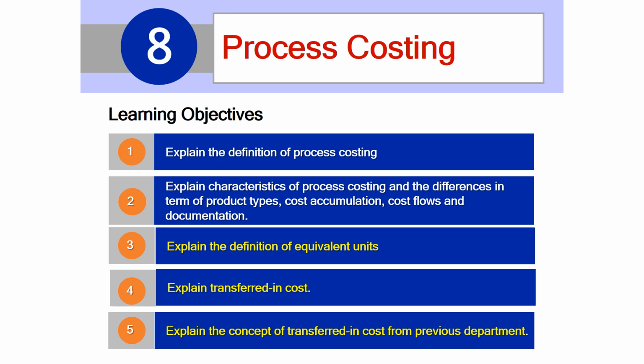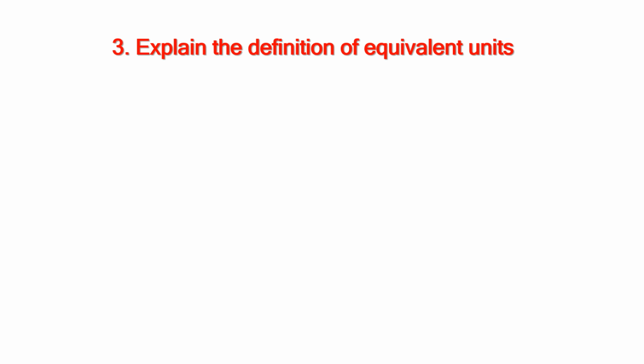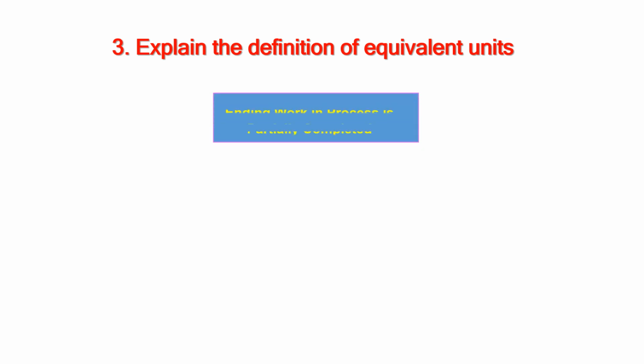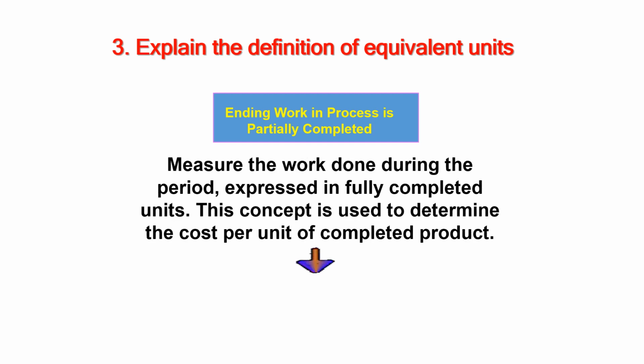We are going to start with equivalent units. In this chapter, we will have to calculate the equivalent units first. Explain the definition of equivalent units. Ending work is partially completed in the process. Measure the work done during the period, expressed in fully completed units. This concept is used to determine the cost per unit of completed product.